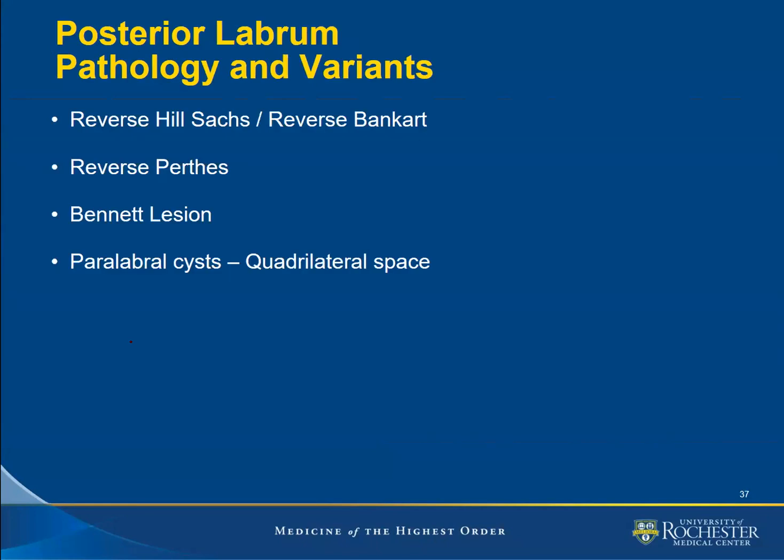Pathology involving the posterior labrum is the result of a posterior dislocation or subluxation event. And the terminology is similar to the ones for the anterior shoulder dislocation, but with reverse added. So we have our reverse Hill-Sachs, our reverse Bankart. We could have reverse Perthes, or we could have reverse abnormalities of the GLAD. We could have reverse ALPSA, for example. In the throwing athlete, there's a unique pathology called a Bennett lesion involving the posterior glenoid. And we'll also talk about paralabral cysts, which could arise from the posterior labral tear.